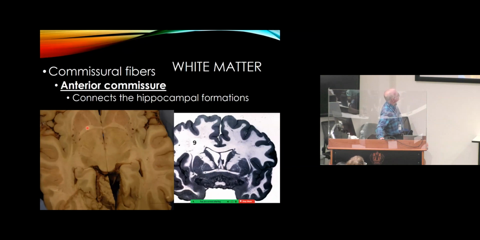Here's another look at the anterior commissure. So again, I realize you don't know what you're looking at here, but this pathway is distinctive in its appearance.